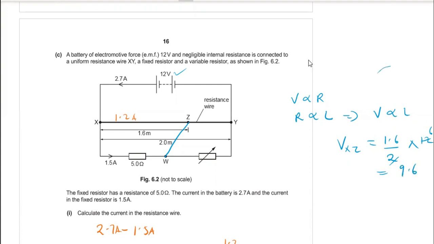So remember, if we draw the line from Z to Y so that we are able to find the potential difference, this part here is 9.6 volts. This one we already calculated, which is 7.5 volts, meaning the potential difference between W and Z will be 9.6 volts minus 7.5 volts, which is equal to 2.1 volts. That is the answer.